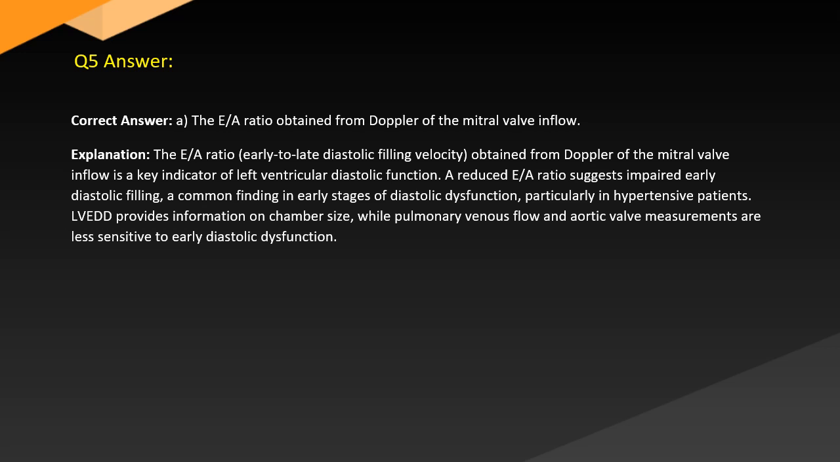A reduced E/A ratio suggests impaired early diastolic filling, a common finding in early stages of diastolic dysfunction, particularly in hypertensive patients. LVEDD provides information on chamber size, while pulmonary venous flow and aortic valve measurements are less sensitive to early diastolic dysfunction.